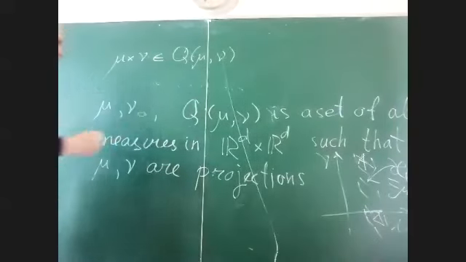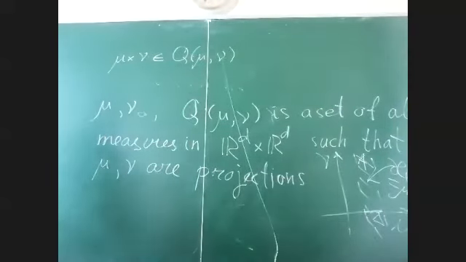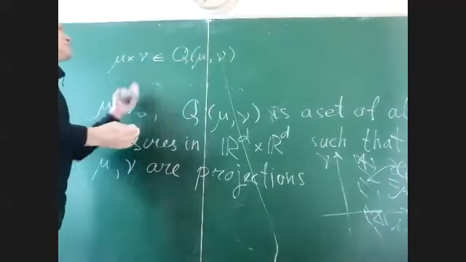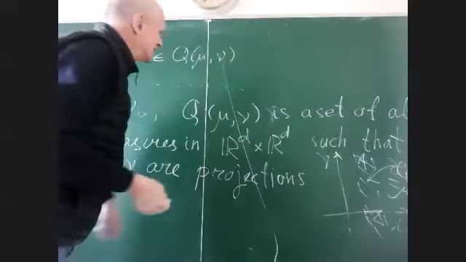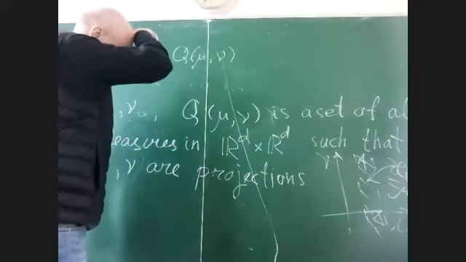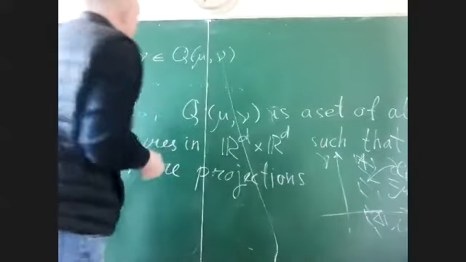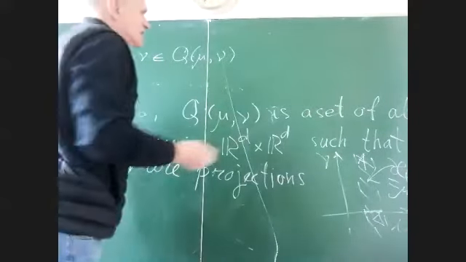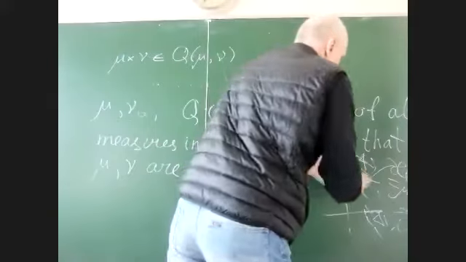But it occurs that Q of mu and nu can contain many more than one measure, and one can look for the measure which is close to the diagonal.